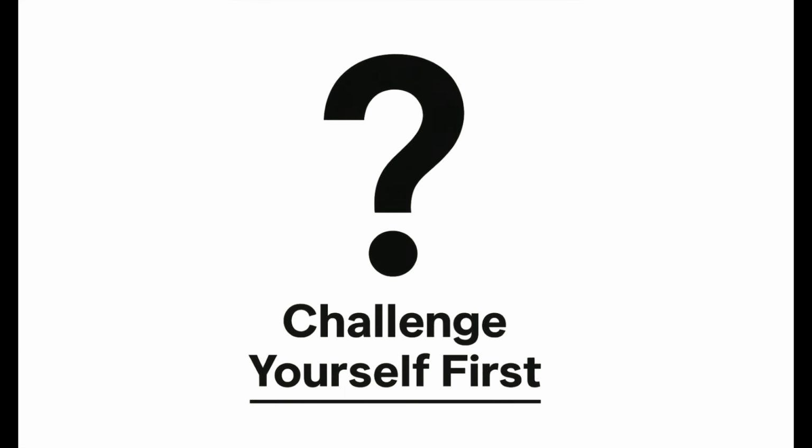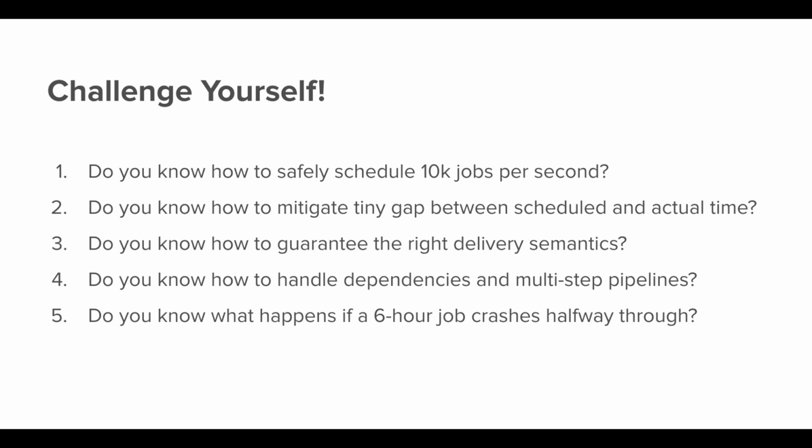Before we jump into the structure of the delivery framework, we will challenge you with some interview questions. You can use these questions to test yourself if you can answer them if they are asked during your interviews. Question number 1. Do you know how to safely schedule 10K jobs per second, like Slack find out notifications? Question number 2. Do you know how scheduler and queue design mitigate the tiny gap between schedule time and actual execution time? This is critical for ad auctions or stock trades at market open.